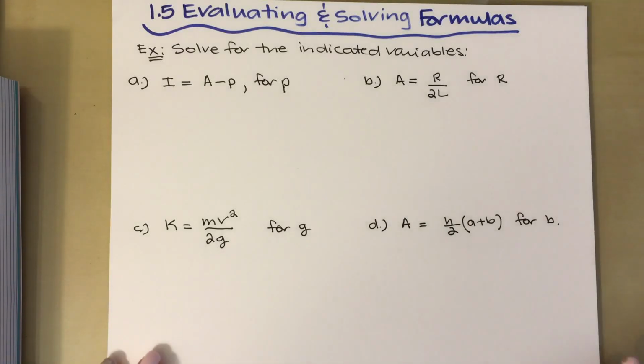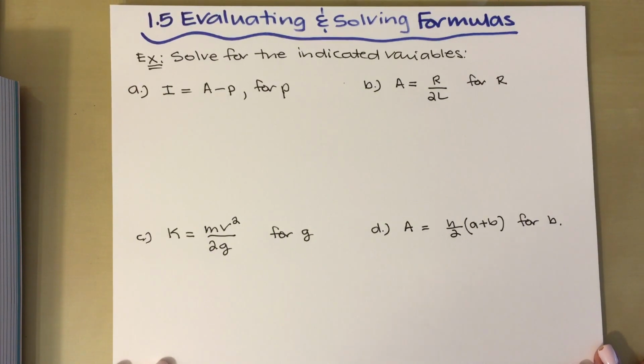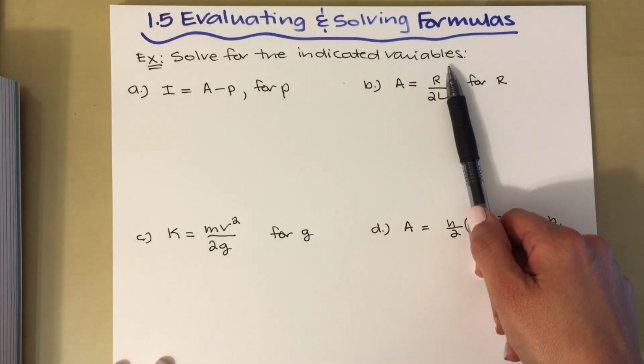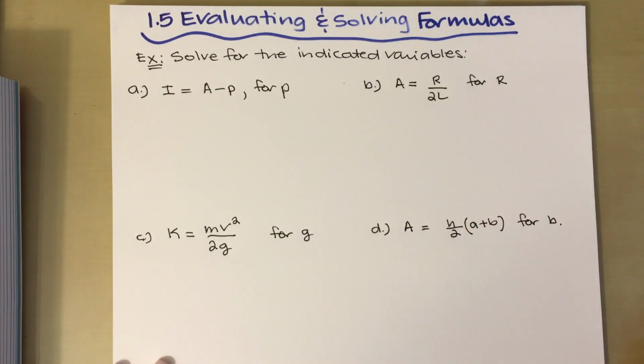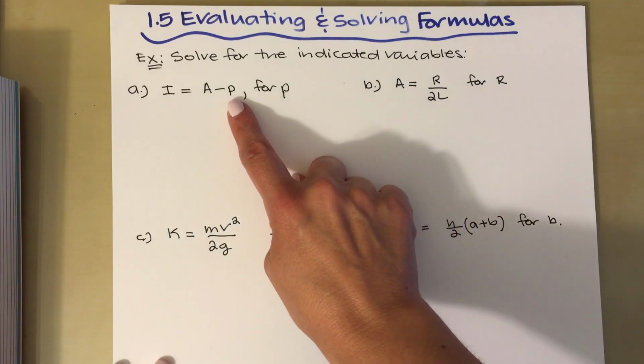1.5 Evaluating and Solving Formulas. This is a section where we have to solve equations with more than one variable. So that's why it asks us to solve for the indicated variables. We have 4 examples. For the first example, what we want to do is we would like to solve the equation for p. So basically isolate p, get p by itself.